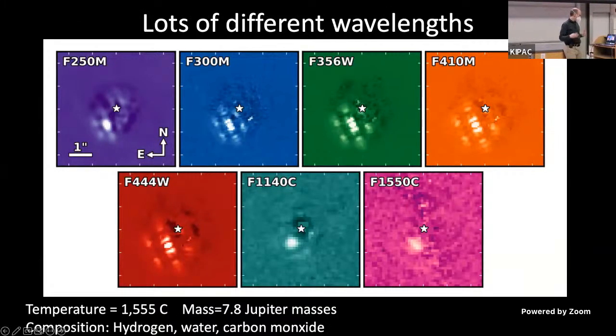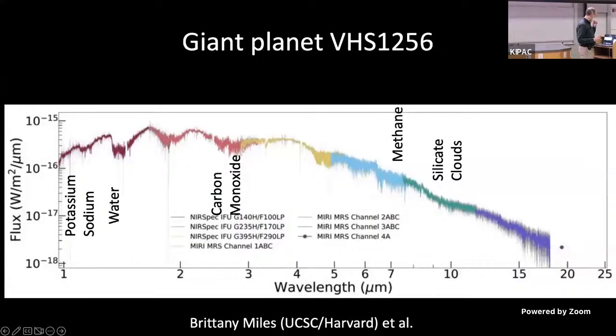And those in turn tell us a lot about its composition. Hydrogen, water, carbon monoxide, they tell us its mass, they tell us its temperature. They actually tell us we got the temperature wrong with our ground-based telescopes because we couldn't see all the infrared radiation. They're the sort of first hint of how to study these objects. This is a spectrum of a slightly different one, a paper by Brittany Miles, who just finished her PhD at Santa Cruz, now at Harvard.